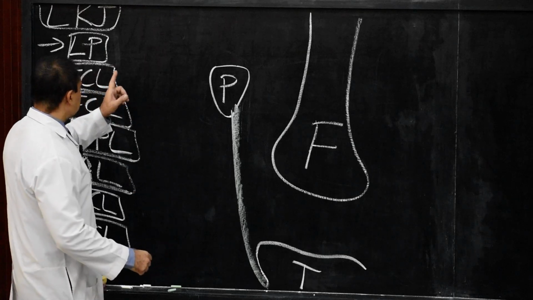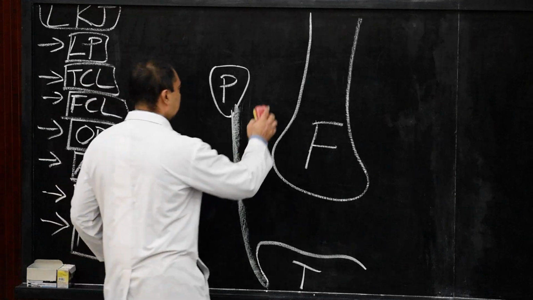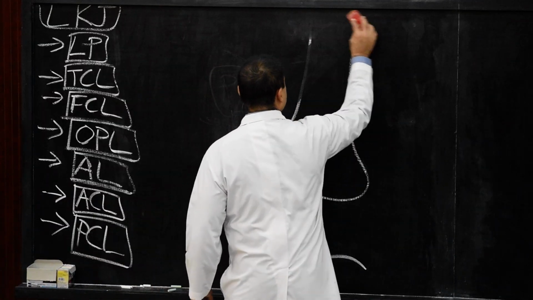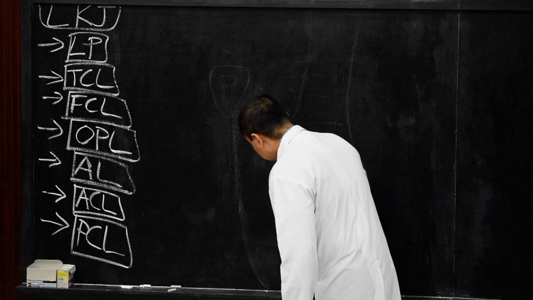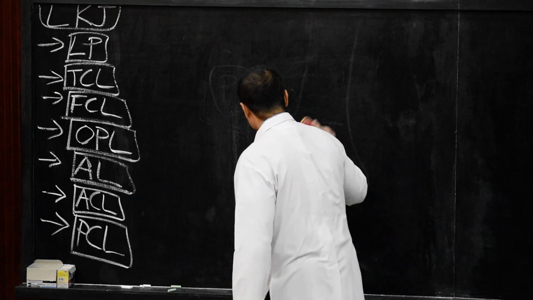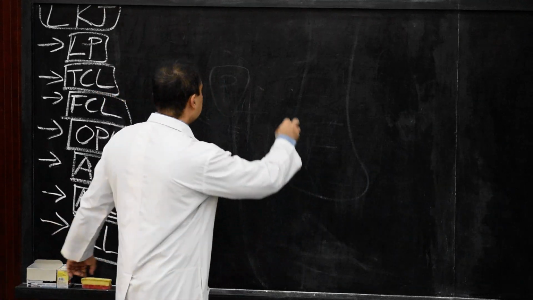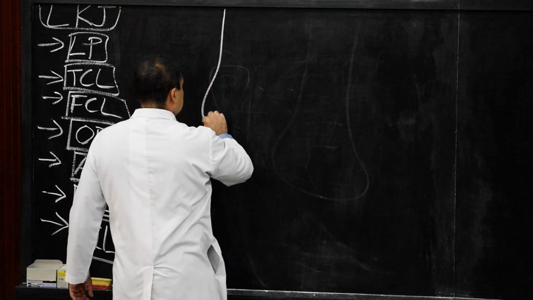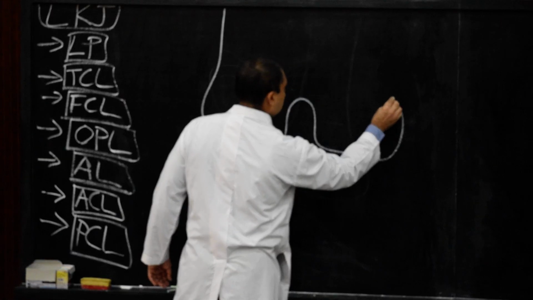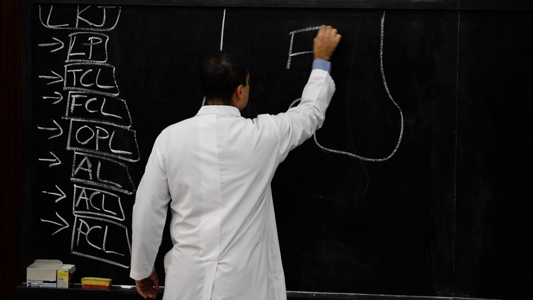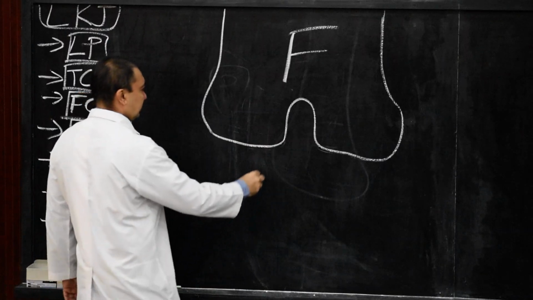Next, we are going to discuss the tibial collateral ligament. In order to discuss it, we shall draw another line diagram, a coronal section, from the front. This will be the femur, with the intercondylar notch. These are the two condyles.